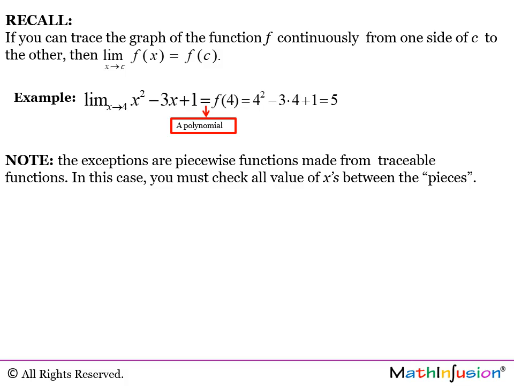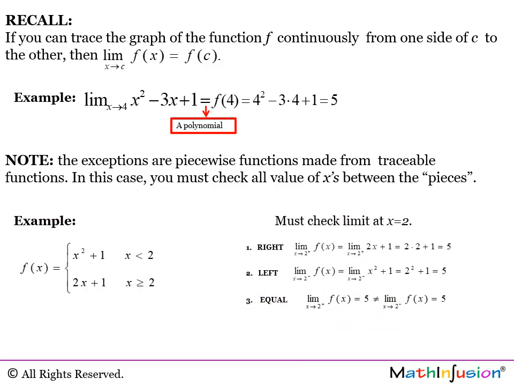The exceptions are piecewise functions made from traceable functions. In this case, you must check all values of the x's between the pieces. We call those suspicious points of the piecewise function. Example: in this case, we had to check the limit at x equals 2 by taking the right limit and the left limit, and checking if the limits are equal. We call that 1, 2, 3.